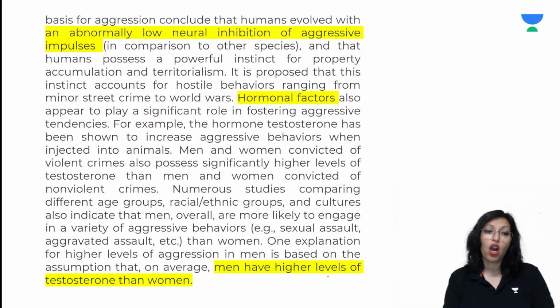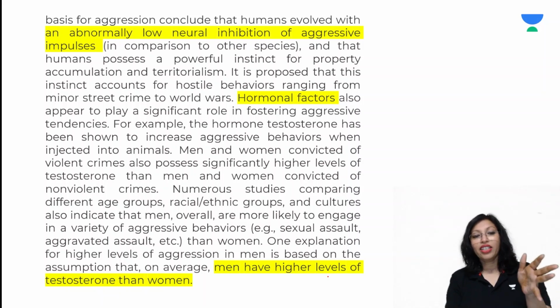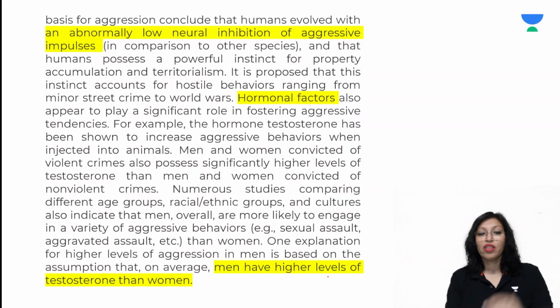Hormonal factors also appear to play a significant role in fostering aggressive tendencies. There are hormones within us which foster aggressive tendencies. For example, the hormone testosterone has been shown to increase aggressive behaviors when injected into animals. So if you inject testosterone into animals, they become more aggressive. Men and women convicted of violent crimes also possess significantly higher levels of testosterone than men and women convicted of non-violent crime. So that could be something.